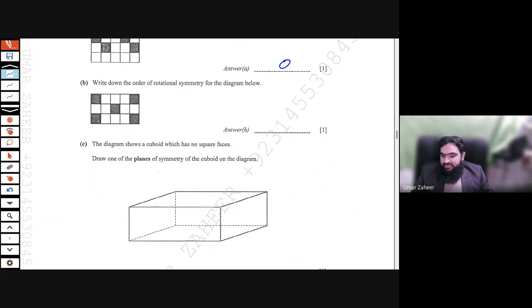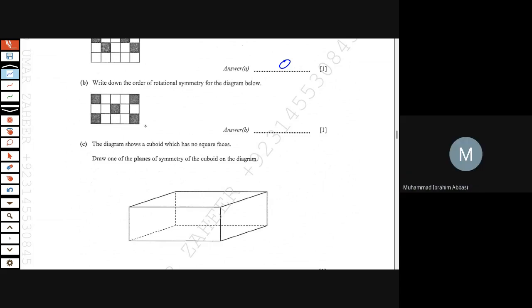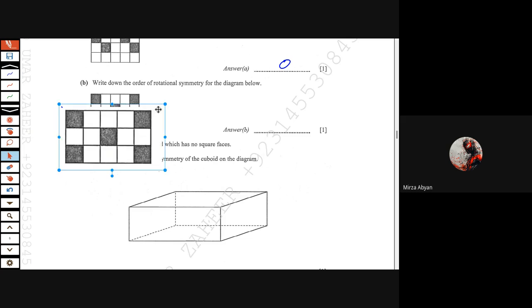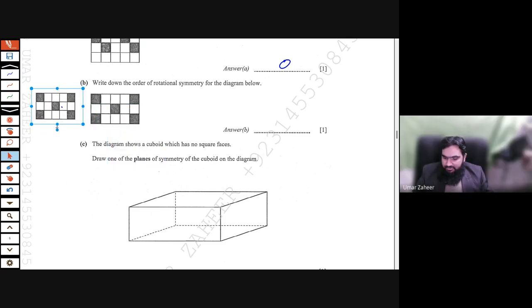All right, the rotational order of symmetry. Yes, that is 2, sir. Let's clearly see that it is. Just rotate it 180 degrees and then back. So obviously it is a rectangle. A rectangle can have a maximum of 2, at 180 and 360.